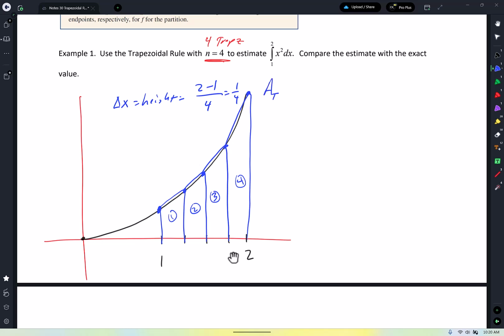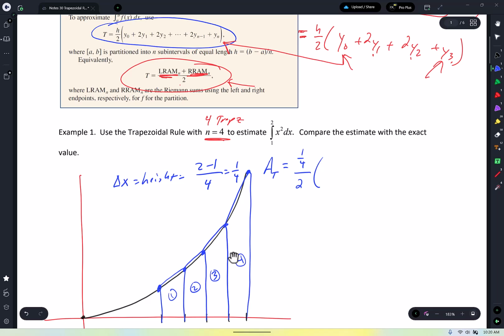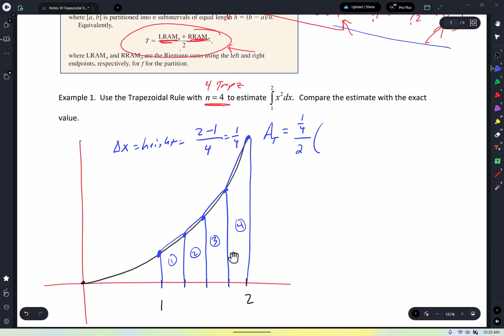Area using trapezoids, using 4 of them, 1/4 height divided by 2, open parenthesis. Chav, what are you doing? I'm doing this. The very first y value is at 1, and it's a squared. This is my function. 1 squared. I need 5 points plus 2 times 1.25 squared. Does everyone know how I got 1.25?